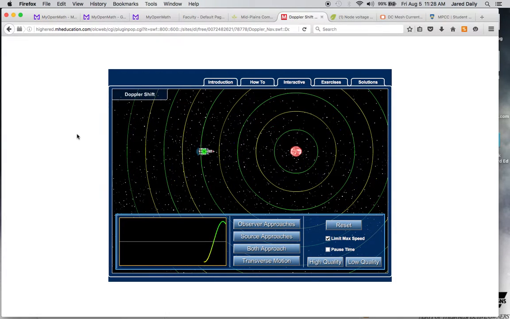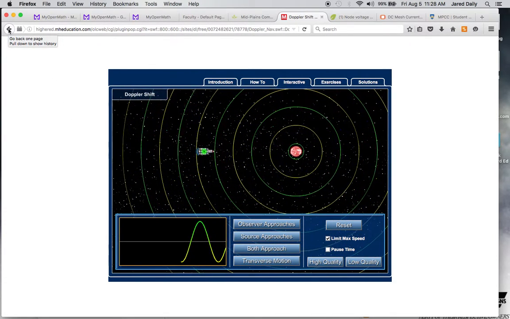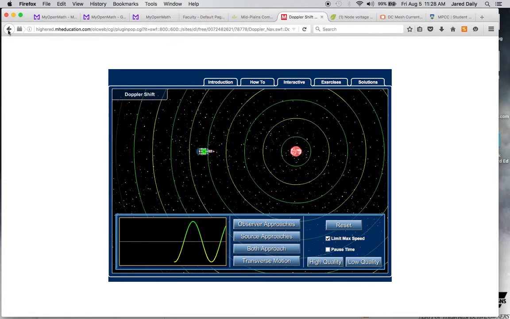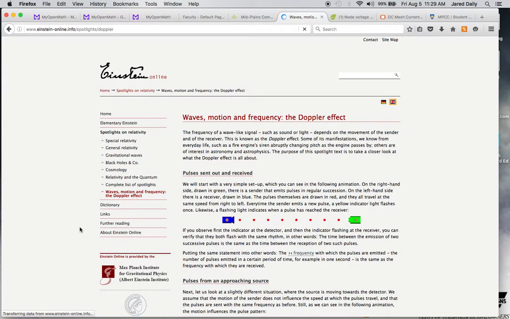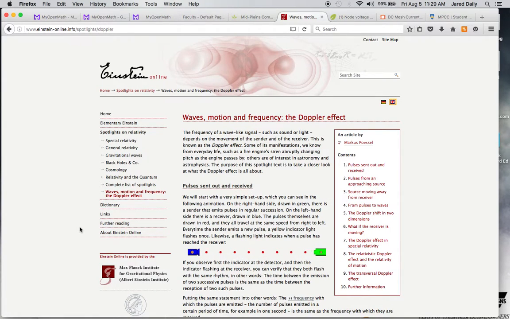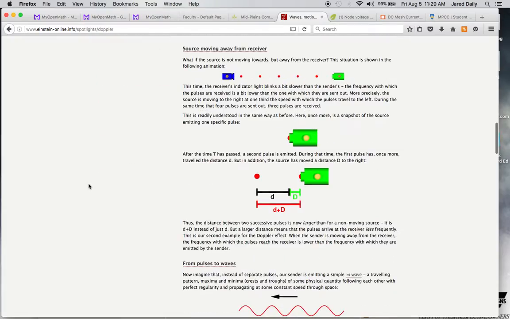Oh, this doesn't help either, because it's not the right Doppler shift that I want to talk about right now. Let's try another one. Okay, let's see if we can figure something out here. This is not quite right either.